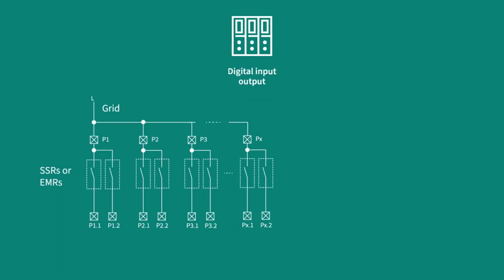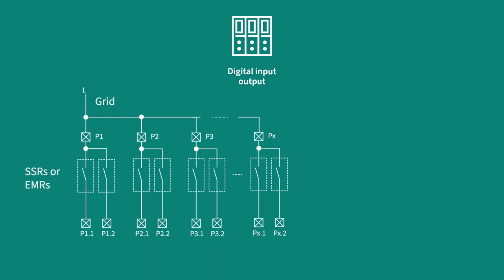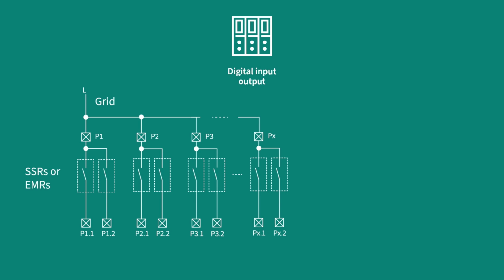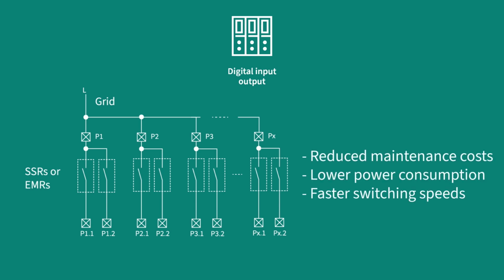In the past, these output channels were implemented using electromechanical relays, with their limitations and reliability concerns. However, the trend is shifting towards solid-state implementations. These offer greater reliability and flexibility and control for industrial automation needs. Additionally, solid-state implementations offer other advantages such as reduced maintenance costs, lower power consumption, and faster switching speeds.